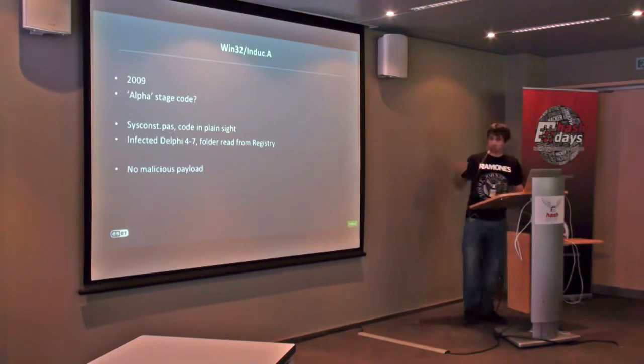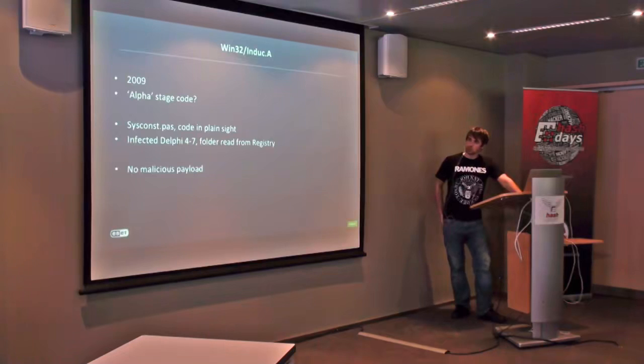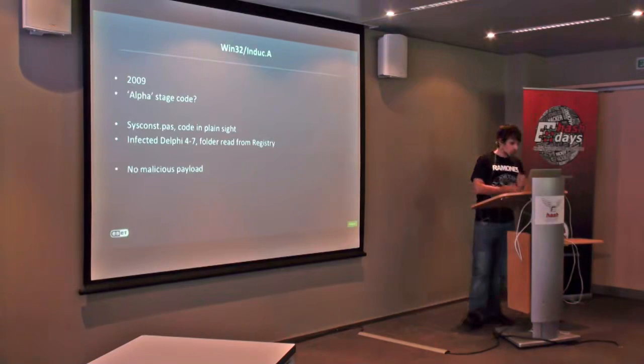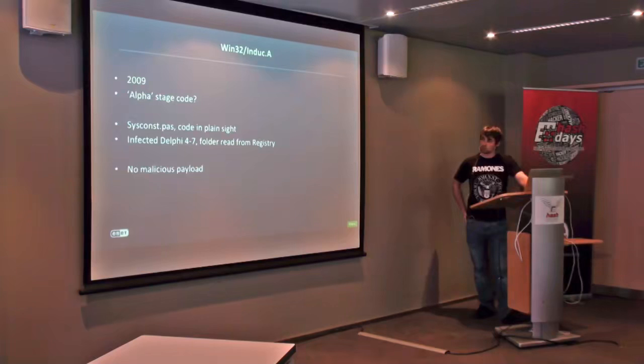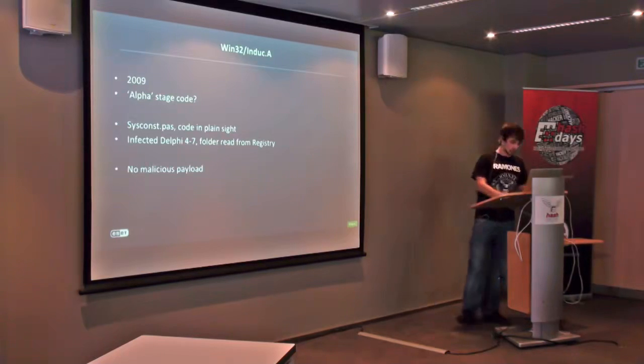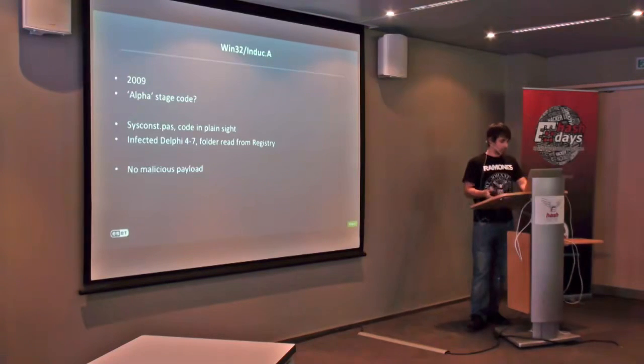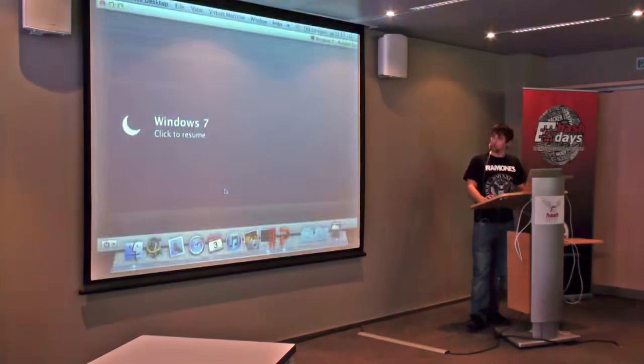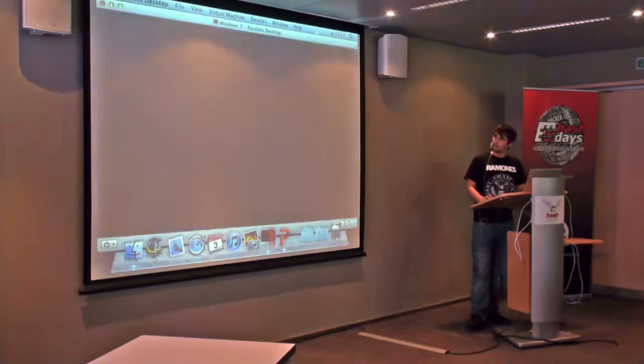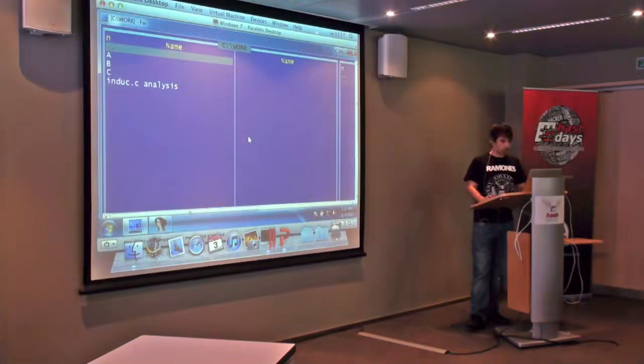So it targeted a system library called sysconst.pas, some constants used by Delphi linked with every compiled project. It was targeting Delphi versions 4 to 7, and that's all it was doing. So it was spreading, it was infecting Delphi programming environments, but apart from that spreading mechanism, it had no real malicious payload. So let's take a look at the code, what it actually looks like. I hope the fonts are big enough for you to see.